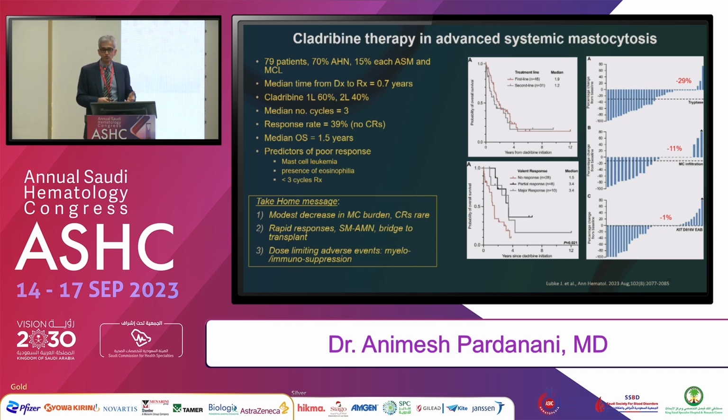But again, we use this agent because the responses are quick. If we need to debulk somebody quickly, we do that. Cladribine also has the added advantage of having effect against an associated hematologic neoplasm. And, you know, can be used as a bridge to transplant.